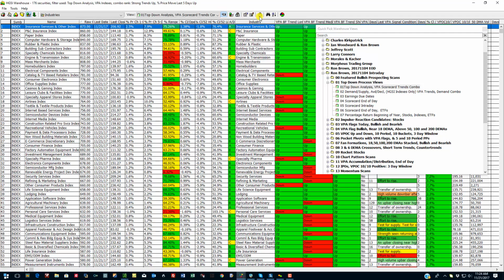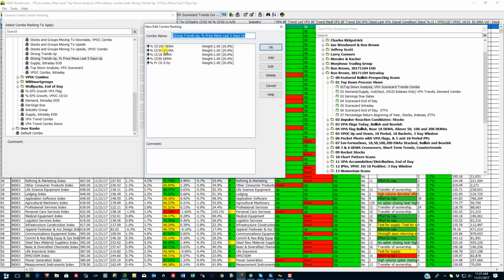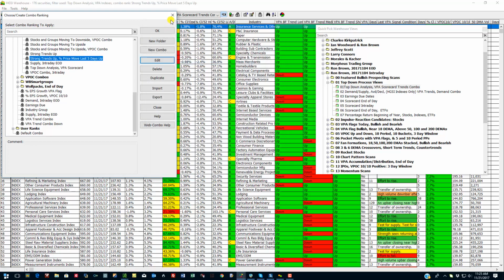Well, here, let me show you the combo. This is the combo I'm currently using. Percent close to the 100-day exponential moving average, and to the 200 and to the 18. So it's looking for strong groups. I'm using all of the moving averages that I use in the fan and weighting them 20%, and then percentage price change over the past 5 days.